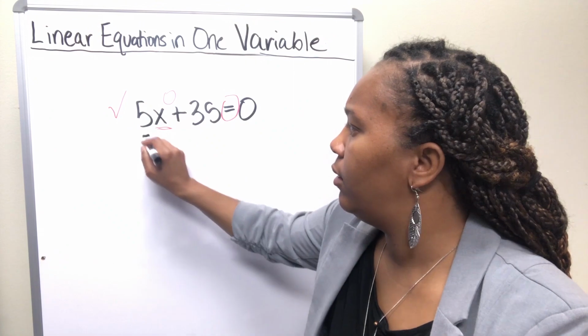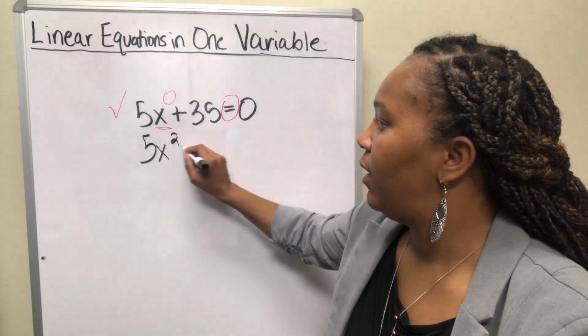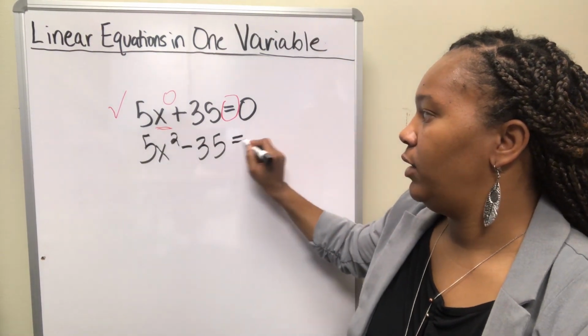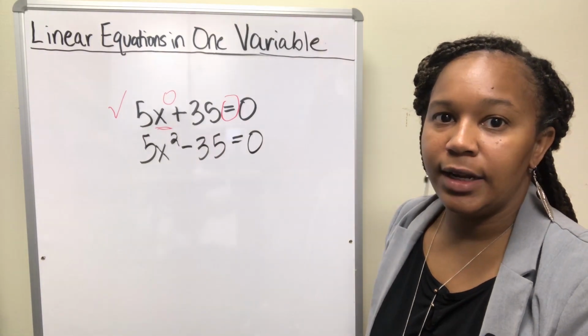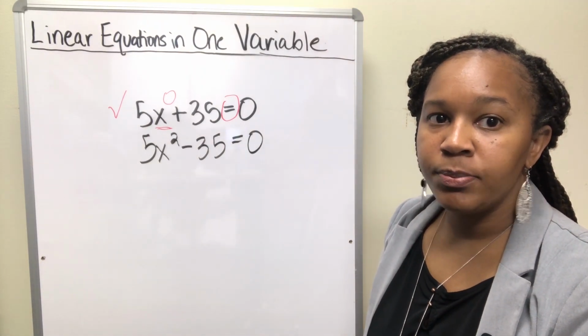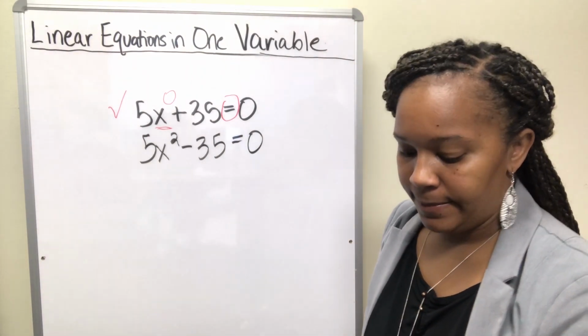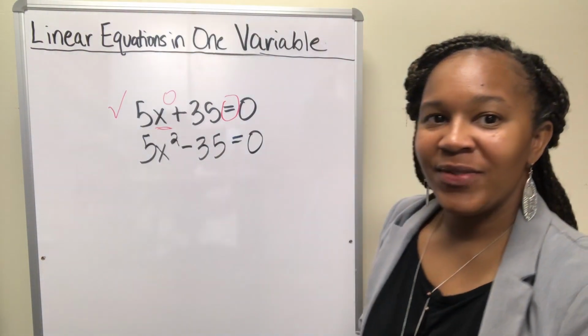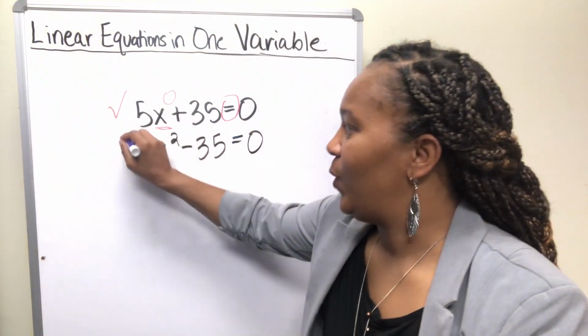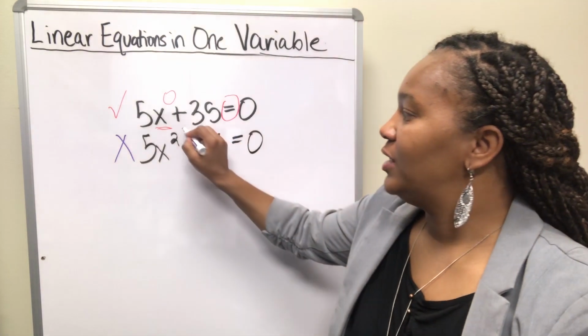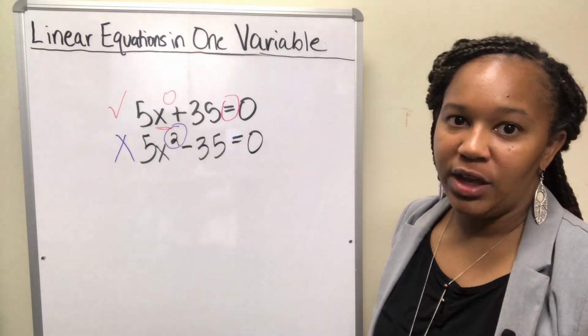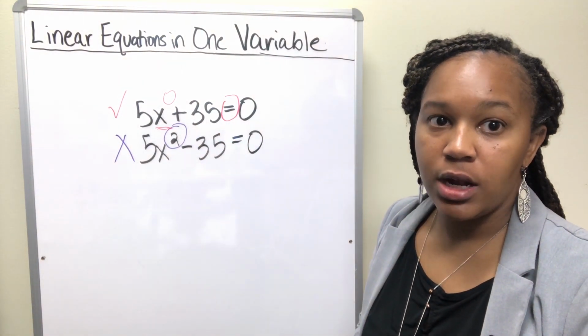What about 5x squared minus 35 equal to 0? Is that a linear equation in one variable? If you said no, then you are correct. This one has an exponent of 2. The exponent of 2 makes it non-linear.